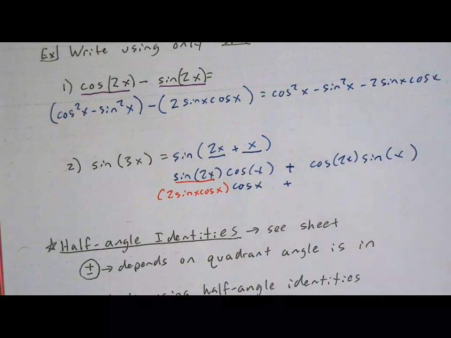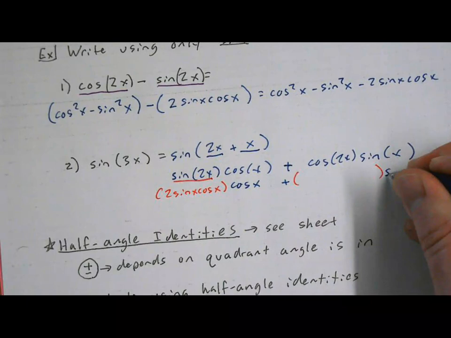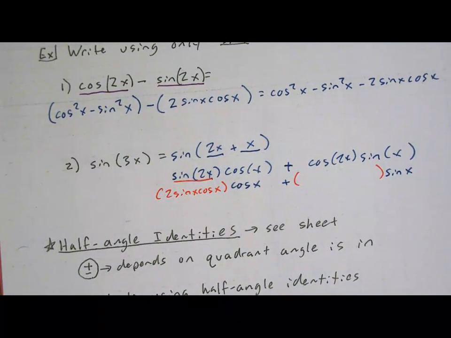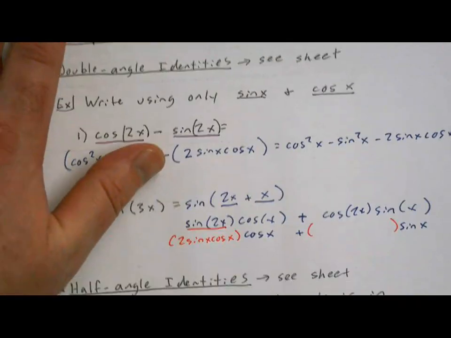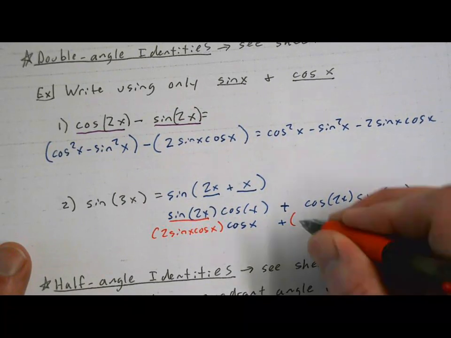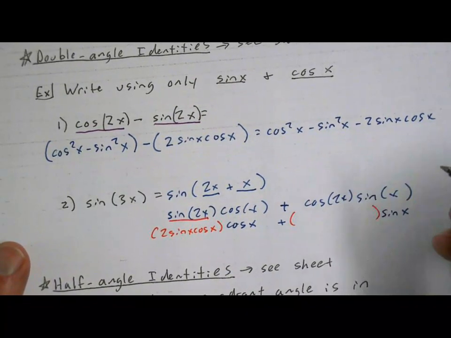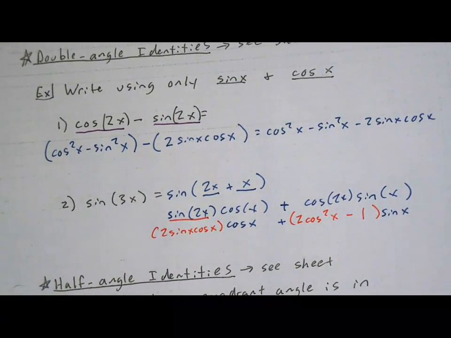And we can replace the cosine 2x with, we got options. I'm going with the second one this time, and you'll see why. Actually, no, the third one. I'm going with the third one. You'll see why in a second.